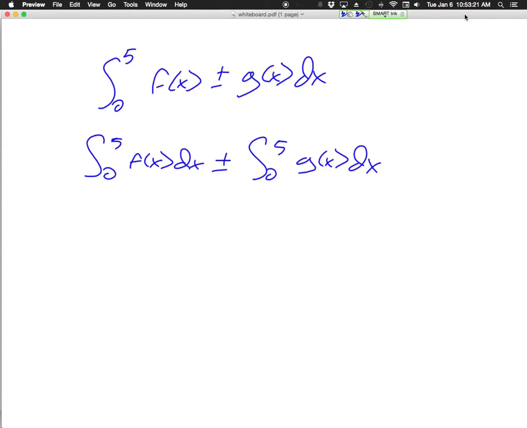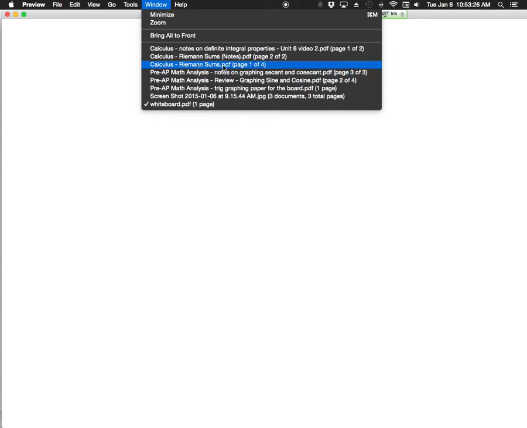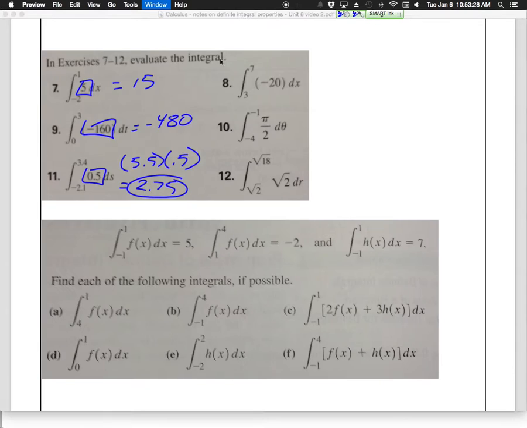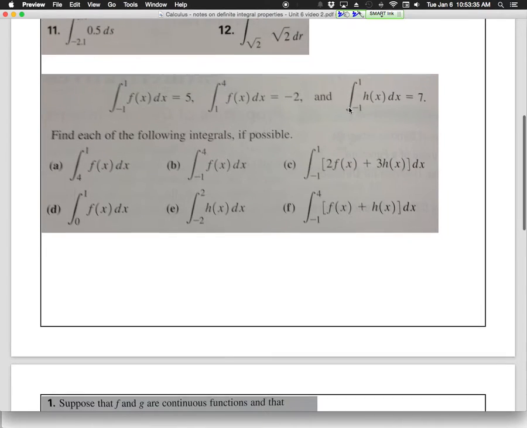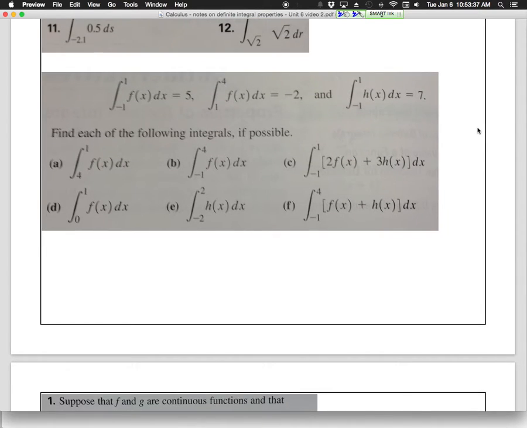Okay. All right, so let's put these to use. So let's go back to our notes page, and let's look at the bottom of page 1. They're giving me some facts across the top. They're giving me 3 definite integrals, and they're giving me the values of those 3 definite integrals. And then it wants me to use those values plus my properties to figure out these definite integrals, if possible. Some of these will not be possible.